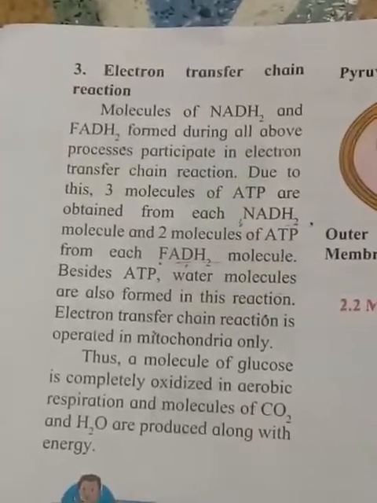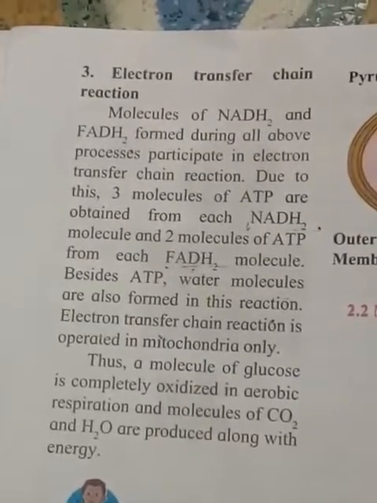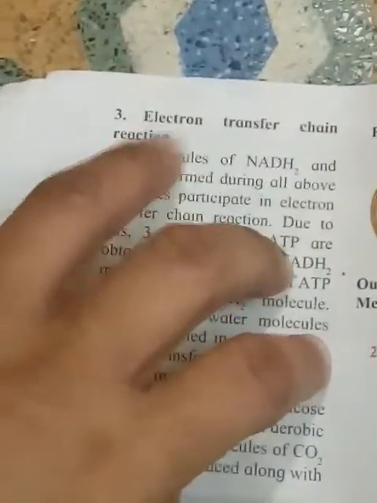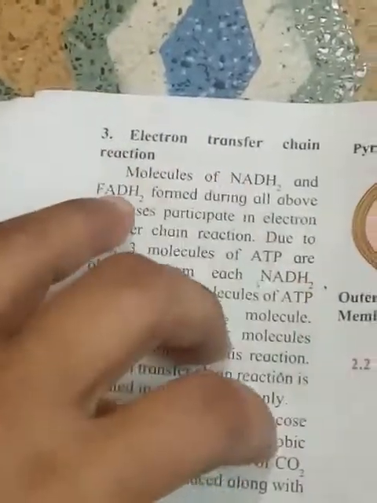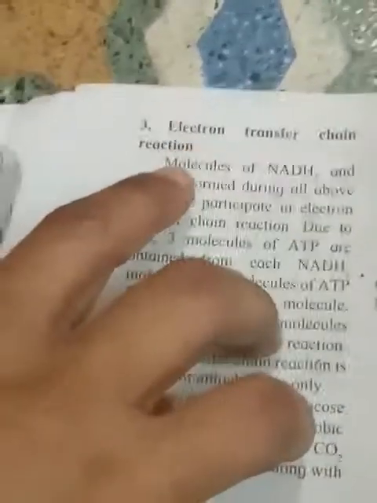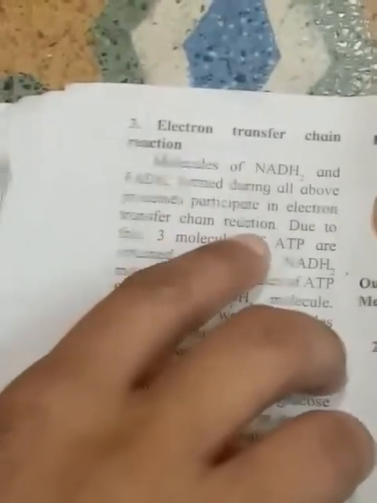Today we are going to study the third step in the process of complete oxidation of glucose, that is the electron transfer chain, or electron transfer reaction. In this chain, all the NADH2 and FADH2 which were formed during the first and second steps participate in the electron transfer chain.